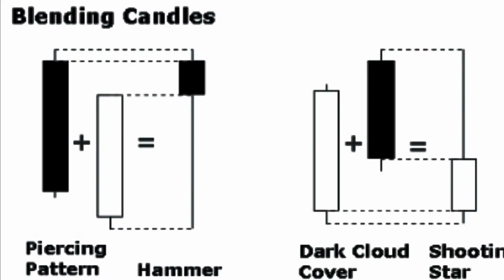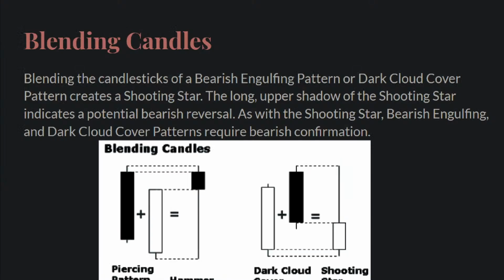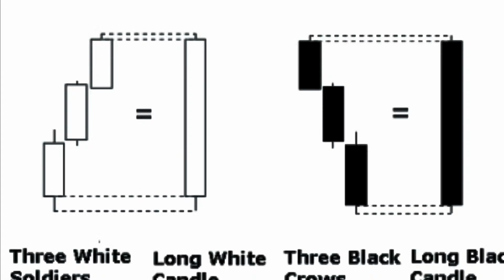So this is another example. We've got our piercing pattern, which equals our hammer, or our dark cloud cover, which equals our shooting star. Blending the candlesticks of a bearish engulfing pattern or a dark cloud cover basically creates the shooting star or the hammer. The long upper shadow of the shooting star indicates the potential bullish reversal, as well as with the shooting star, bearish engulfing and dark cloud cover patterns are all required to give us bearish confirmation or bullish confirmation, which is really cool.